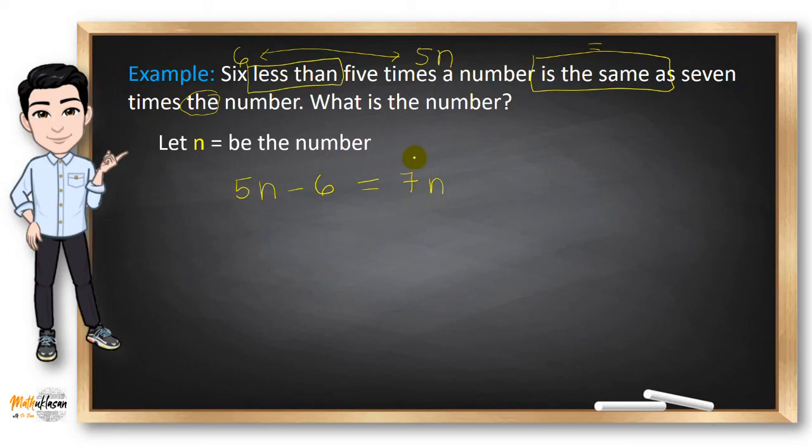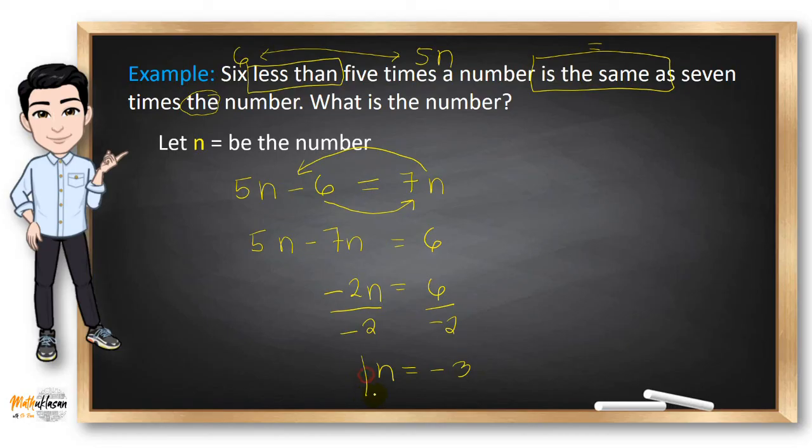Solving for n by, let's say, transposing 7n on the other side of the equation and negative 6 on the right side of the equation. So we'll have 5n minus 7n equals positive 6. 5n minus 7n is negative 2n. This is equal to 6. Dividing both sides by negative 2, we'll have n equals negative 3.